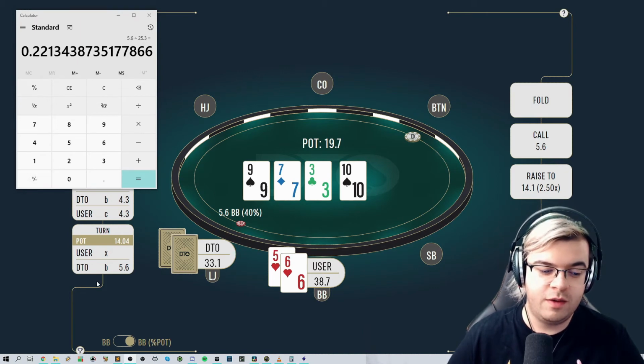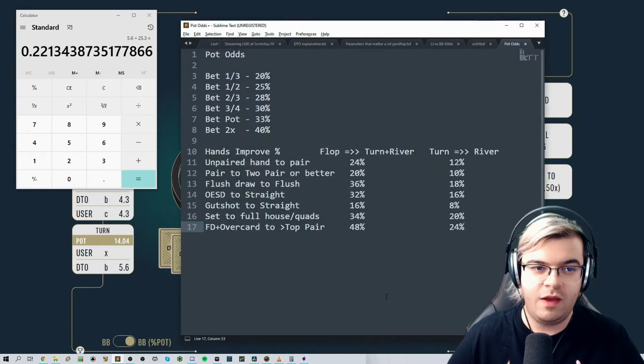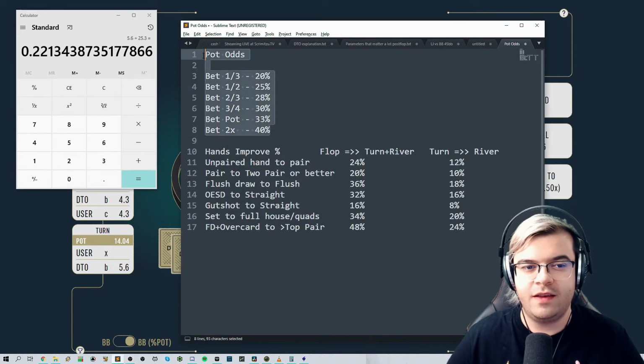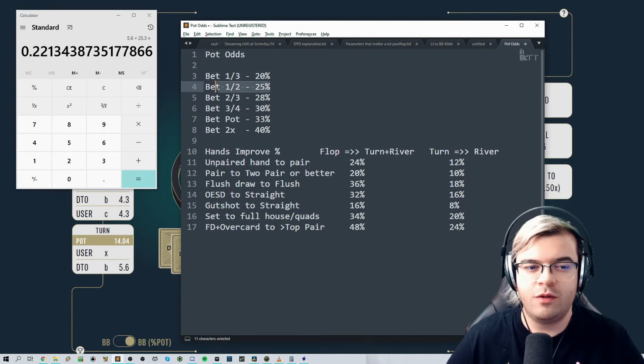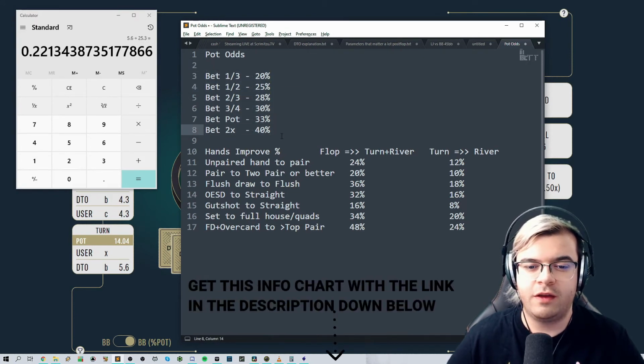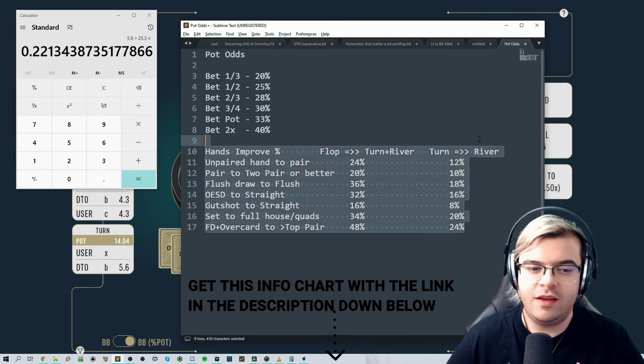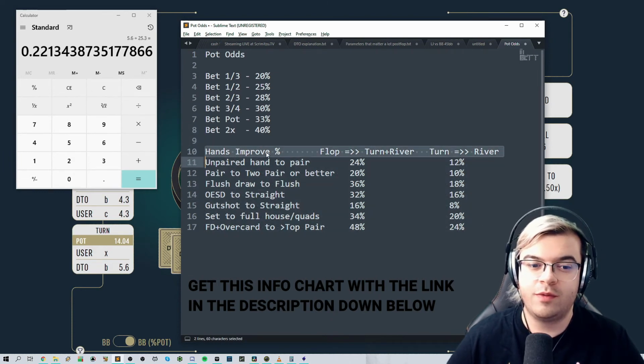I've also taken the liberty of making a pot odds table here with bet sizes. For example, if your opponent bets 1/3 pot, it's going to be 20% pot odds that you need. If your opponent bets half pot, you're going to need 25%, and so on. This is 2x pot for about 40%. And then I've made a table of hand improvement percentages.